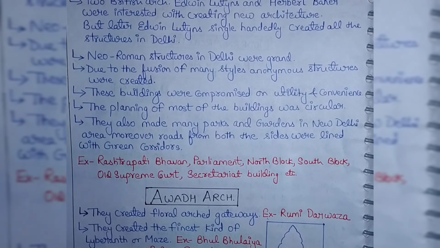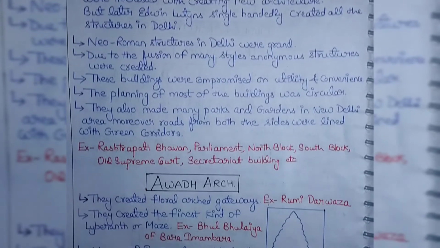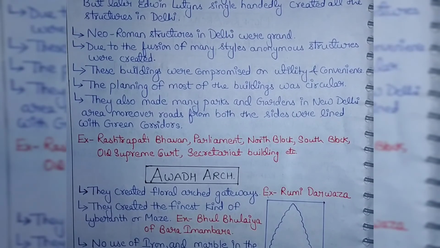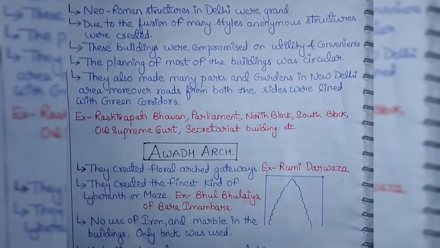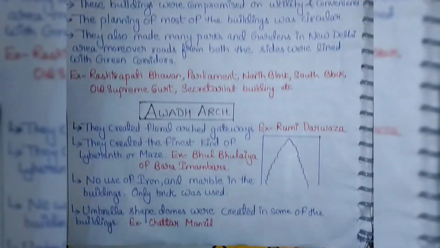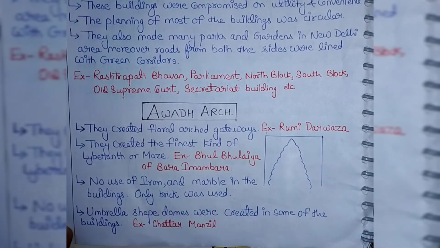Now, you would have seen, people who belong to Delhi or who have been to Delhi. Examples are Rashtrapati Bhavan, Parliament, North Block, South Block, Old Supreme Court, Secretariat Building. All these buildings, you can see the Neo-Roman style of architecture. Last, we'll talk about the Awadh architecture.